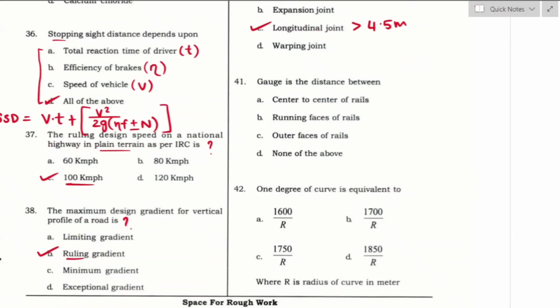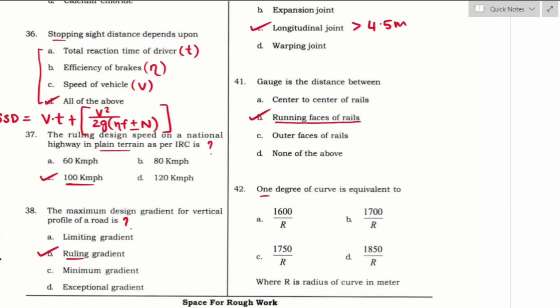Question number 41. Gauge is the distance between. Clear minimum perpendicular distance between the inner faces of the two rails. So it is the distance between running faces of the rails. Option B is the right answer.